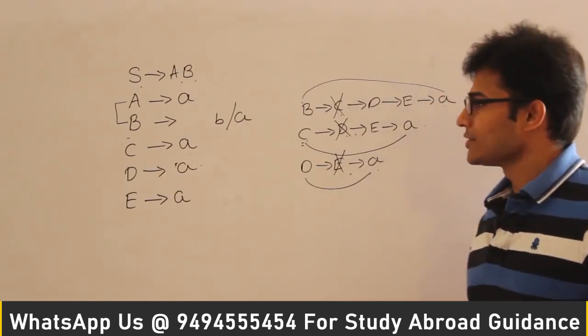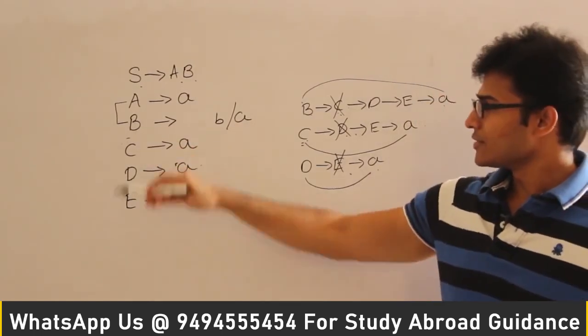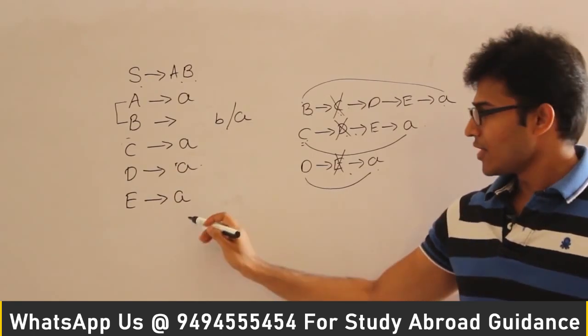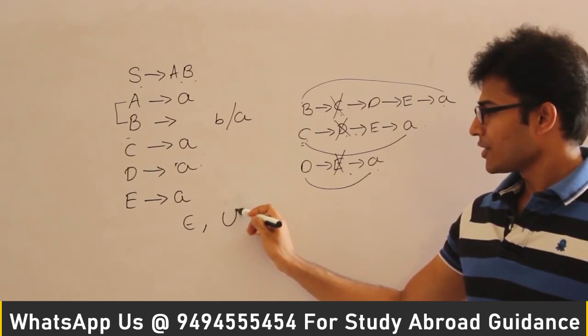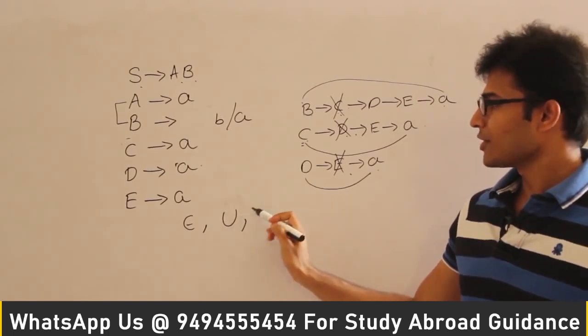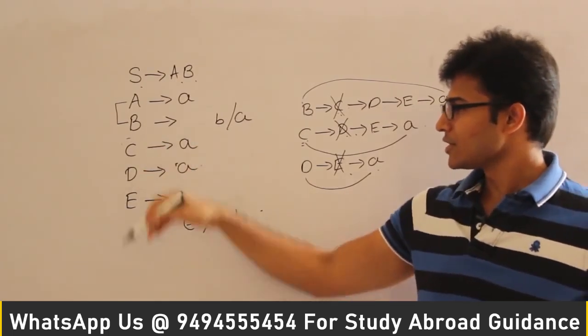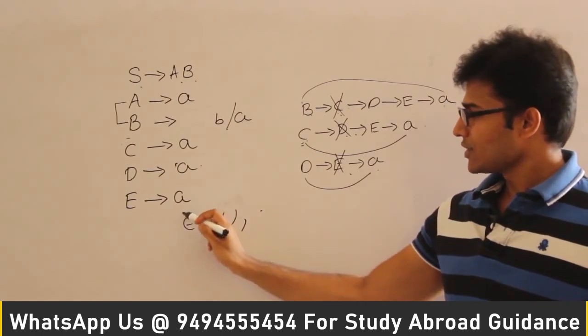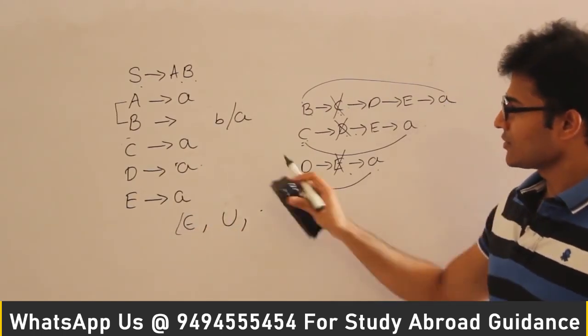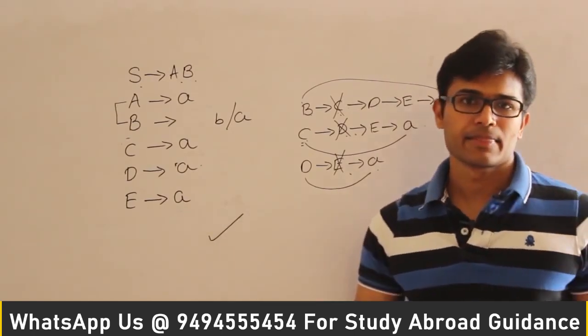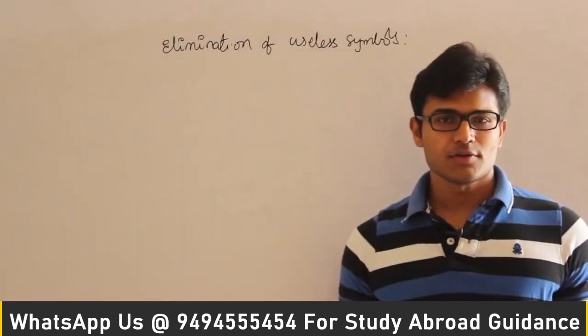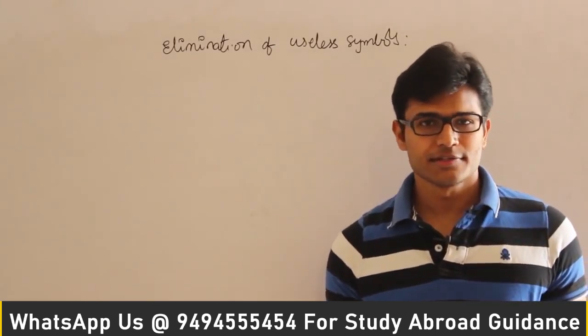So next we shall see how to eliminate such useless symbols. Just see the order. We have eliminated epsilon productions, right? And then we have eliminated unit productions. Now we have to eliminate useless productions. After eliminating unit productions, we are getting some useless productions here, right? So now we shall see how to eliminate the useless productions also. Inside a grammar, there could be many useless symbols.